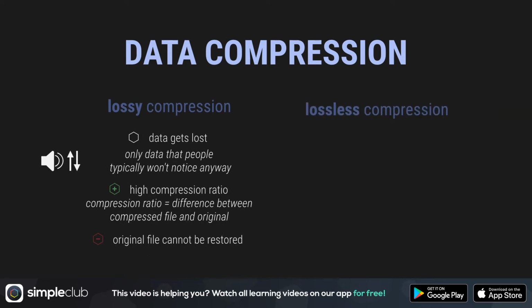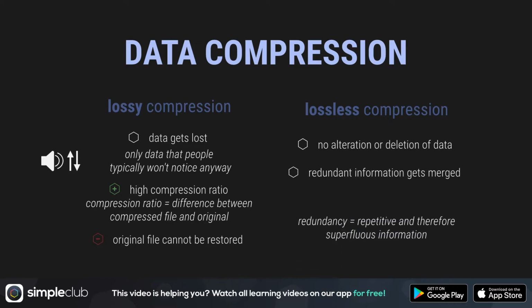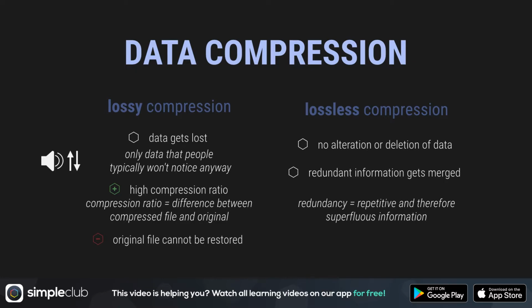Now, the second class of compression methods is called lossless. In lossless compression, no data is lost or altered. It's really just a way of merging redundant information. Redundant information means data that gets repeated, meaning we can merge it all together.